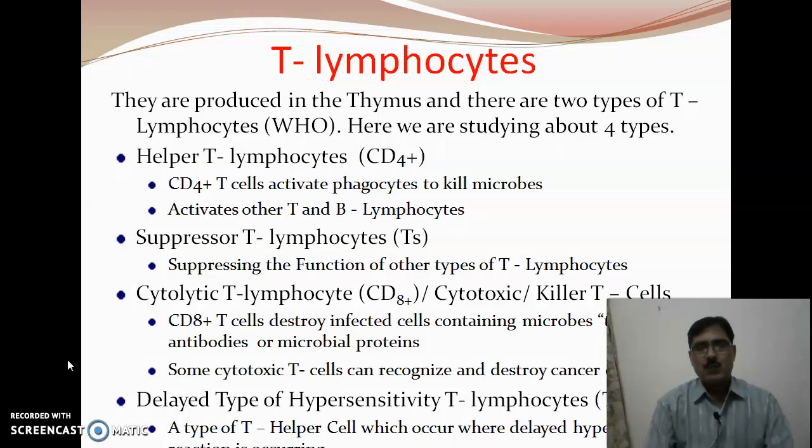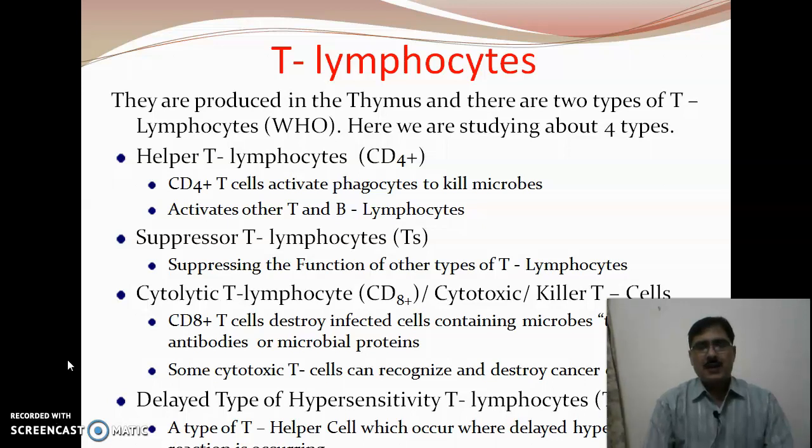The CD8 plus T cells destroy infected cells containing microbes, and these infected cells are tagged by antibodies or certain microbial proteins. After their identification, the cytotoxic cells perform the process of phagocytosis. Some of these cytotoxic T cells can recognize and destroy cancer cells or tumor cells.